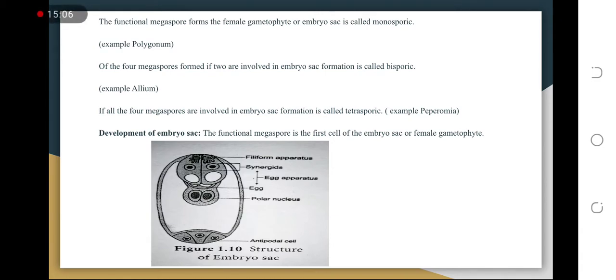Example, Polygonum. Of the 4 megaspores formed, if 2 are involved in embryo sac formation, it is called bisporic. Example, Allium. If all the 4 megaspores are involved in embryo sac formation, it is called tetrasporic. Example, Peperomia.